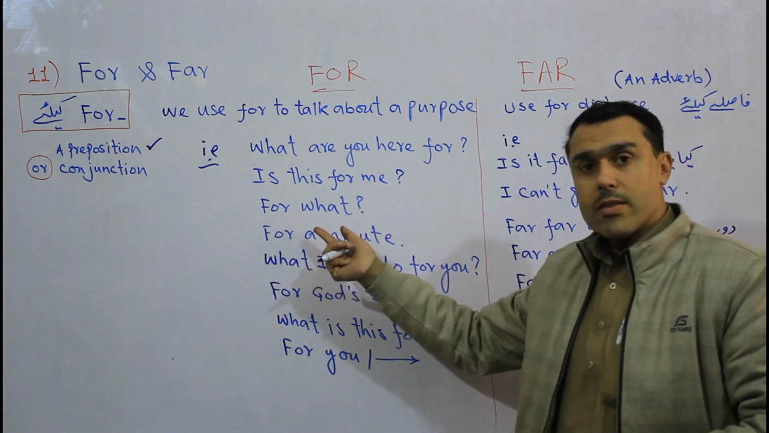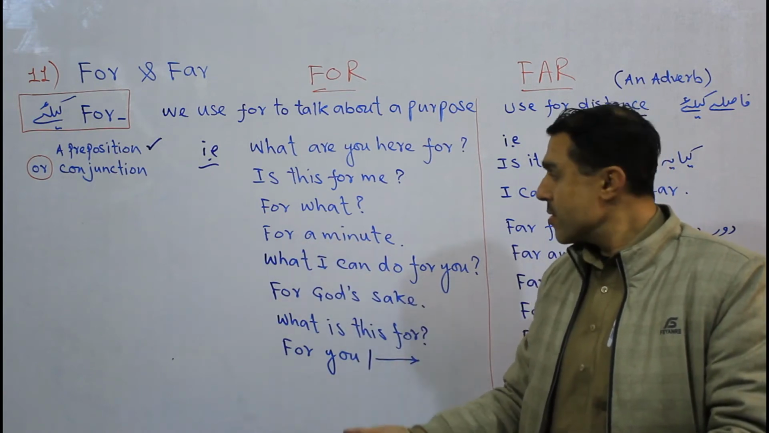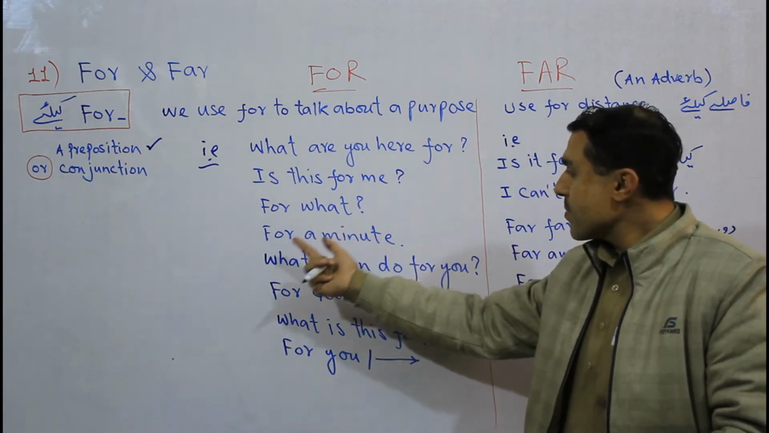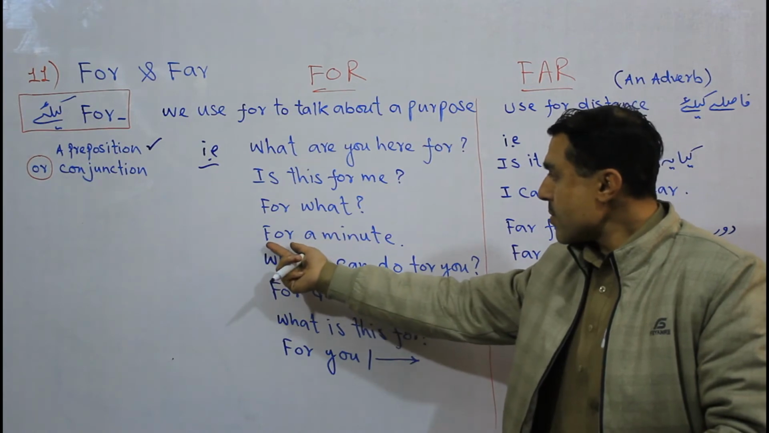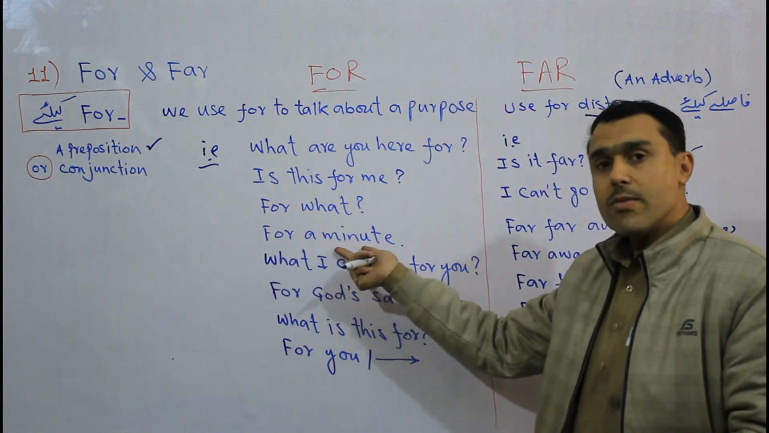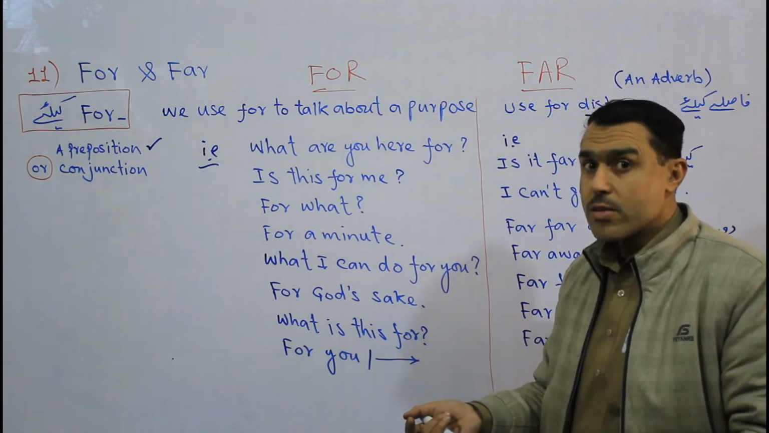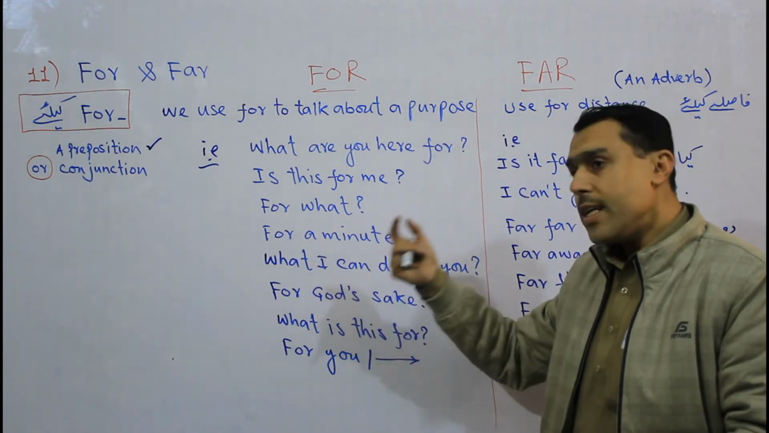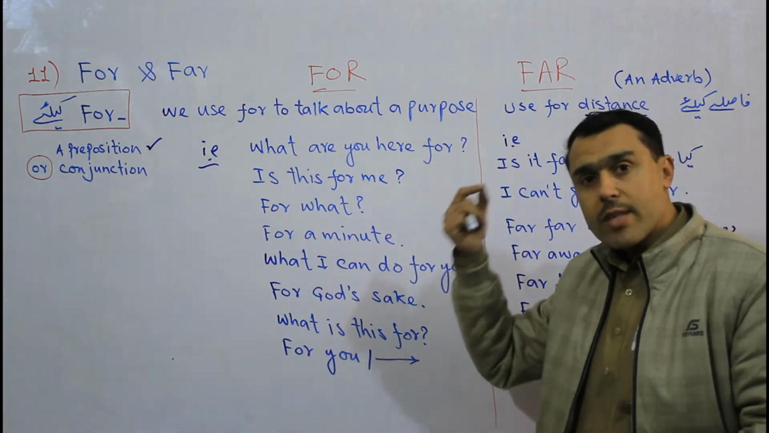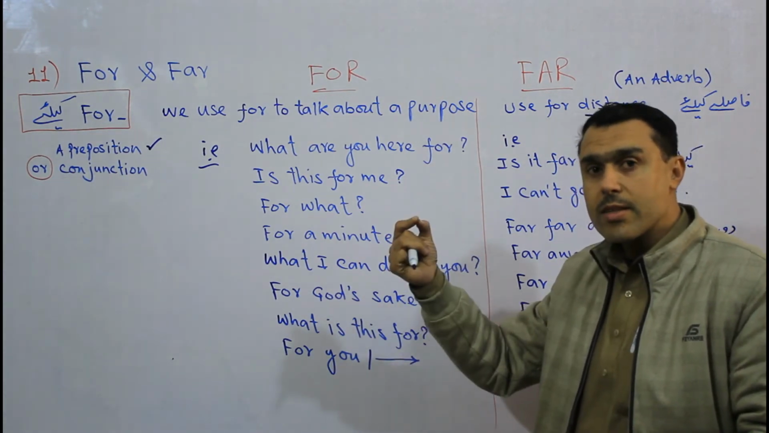For what? This is for what? For what? ये किस लिए? For a minute. For a minute I thought it's not real, but it was. For a minute, एक मिनट के लिए. For a second, एक सेकंड के लिए.